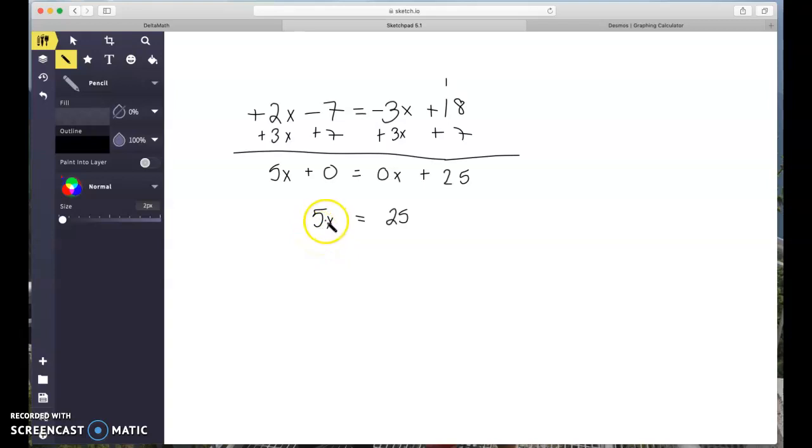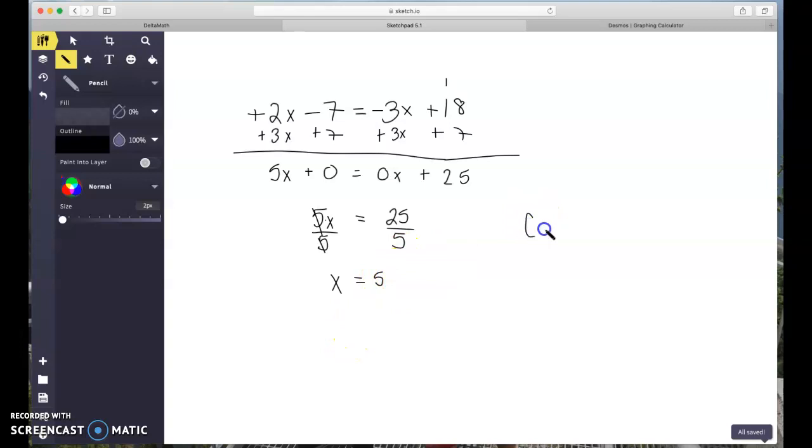I see it's attached by multiplication, so I want to think about my inverse. My inverse operation to multiplying is dividing. So I'm going to divide by 5. If I do it to my left-hand side, I'm going to also do it to my right-hand side of my equal sign. So 5 divided by 5 leaves me with 1x, and 25 divided by 5 is 5.